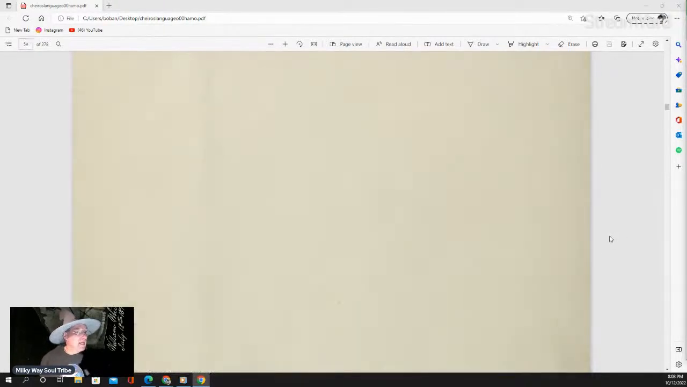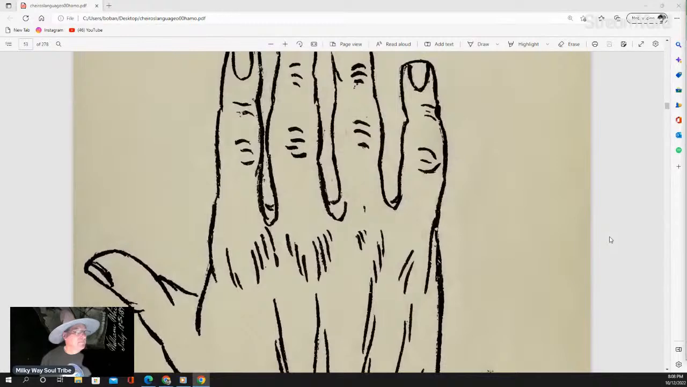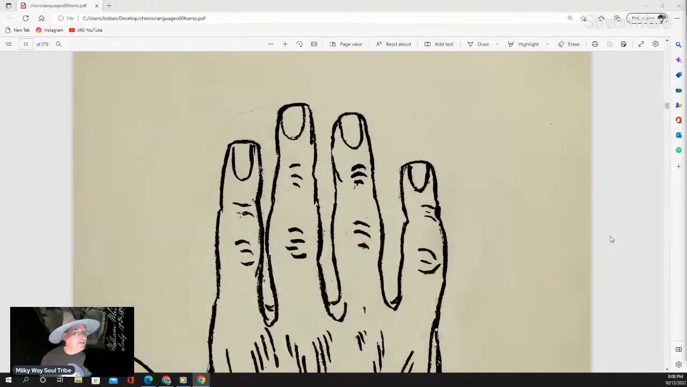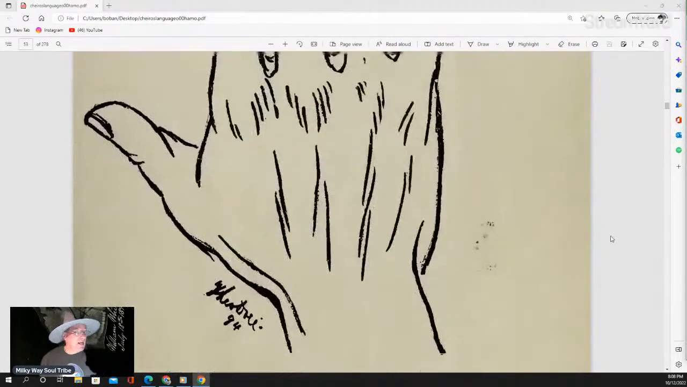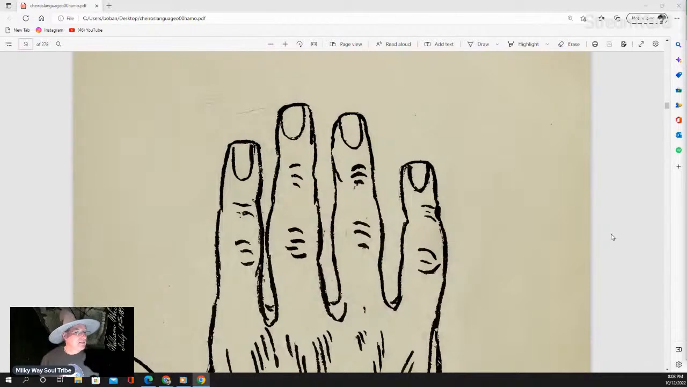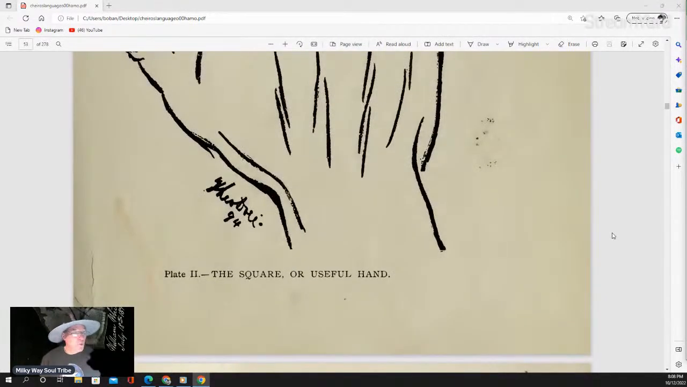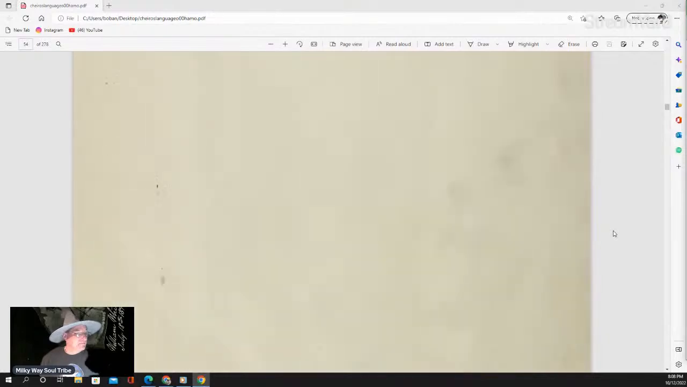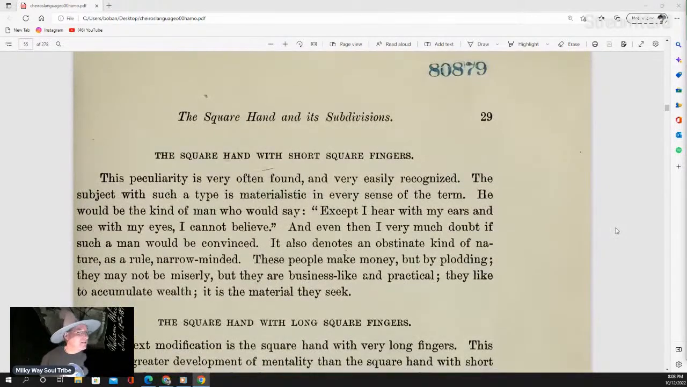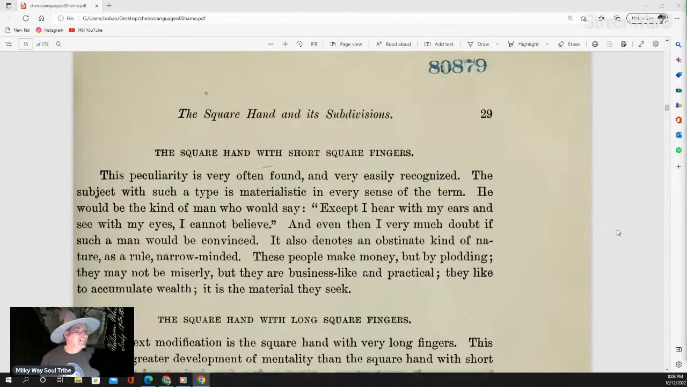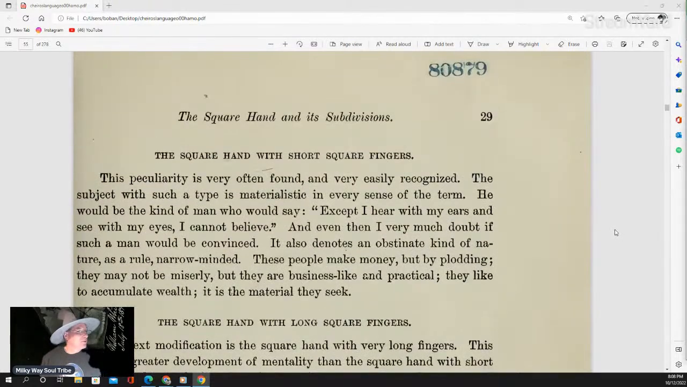So this is the hand that we looked at last week, or last part one. This was the square hand. Do you have a hand like this? Look at your hand. Does it look square? Is it a hard-working hand? Square or useful hand? Remember, I'm driving the bus, everybody. This is fun and exciting. I don't know for you or me, but we're doing it.